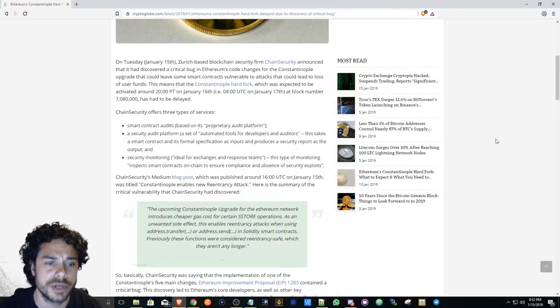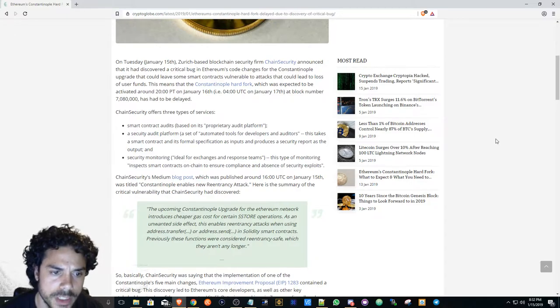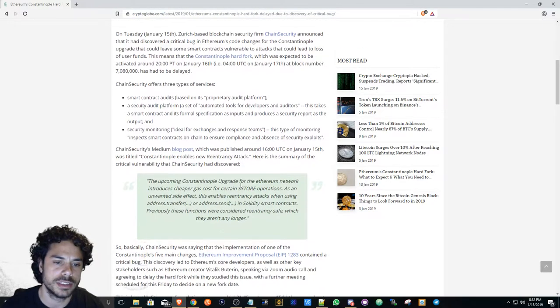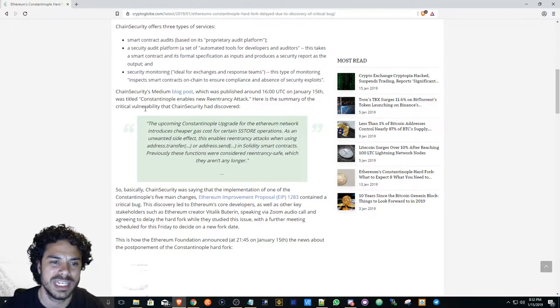Basically, Chain Security, they offer three types of services, which is smart contract audits. They are a security audit platform, and they do security monitoring. So what they found is listed here. Constantinople enables new re-entry attack.